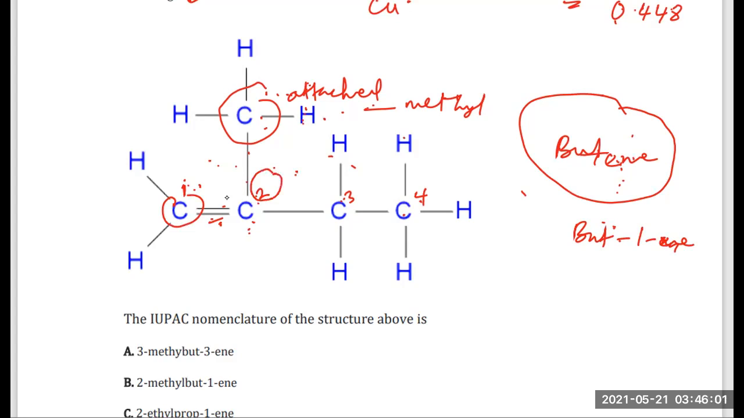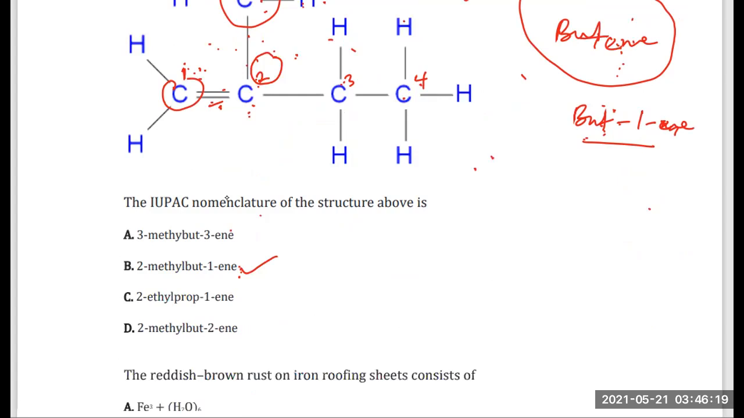So I have the surname, then the other name is what? 2-methyl, because methyl is attached at carbon 2. The double bond is at carbon 1. So that is 2-methylbut-1-ene. 2-methyl because the attachment is at carbon 2, 1-ene because the double bond is at carbon 1, and but because, of course, the longest chain is 4.